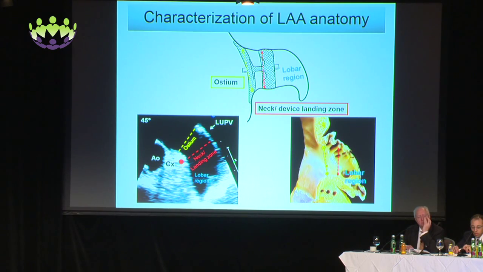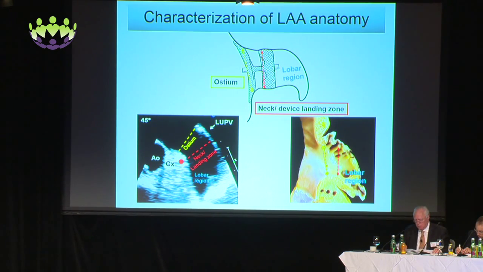So to characterize, we heard about LAA anatomy, a very fantastic talk. But if you look at the LAA anatomy from an echocardiographic view, we can divide it into three parts. We have the ostium, which is the entrance of the left atrial appendage to the main body of the left atrium. We have a neck or landing zone, which is a tubular junction to the left atrium, and this is usually the landing zone of the devices we place. And we have a distal region, the lobar region, which is the most distal and most variable part of the left atrial appendage.